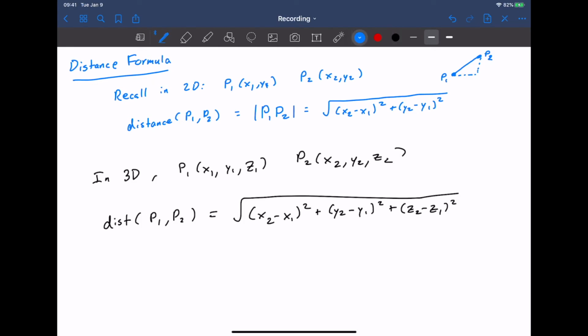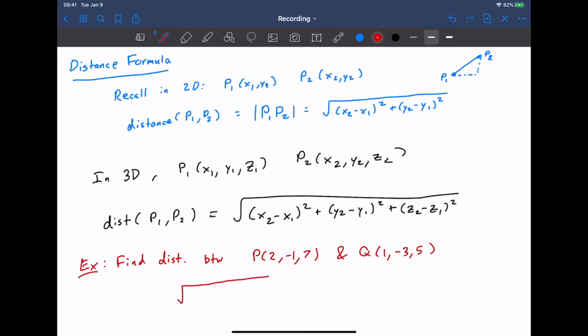So a quick example. Find the distance between P at point 2, -7, 7, and Q at point 1, -3, 5. It's a pretty straightforward application of the formula. I'll give you a chance. 3, 2, 1.